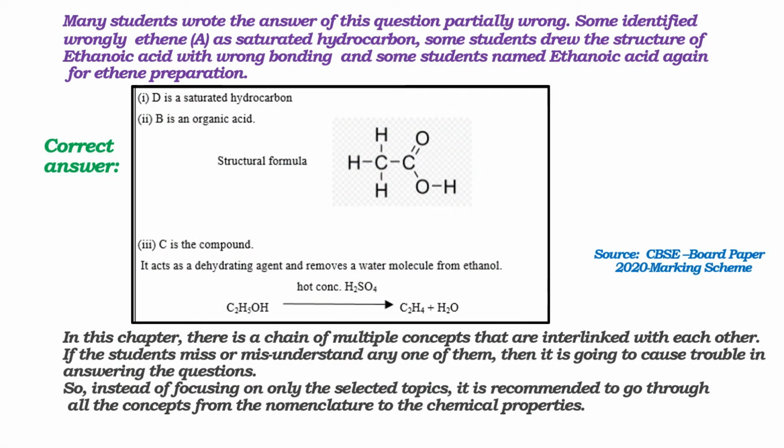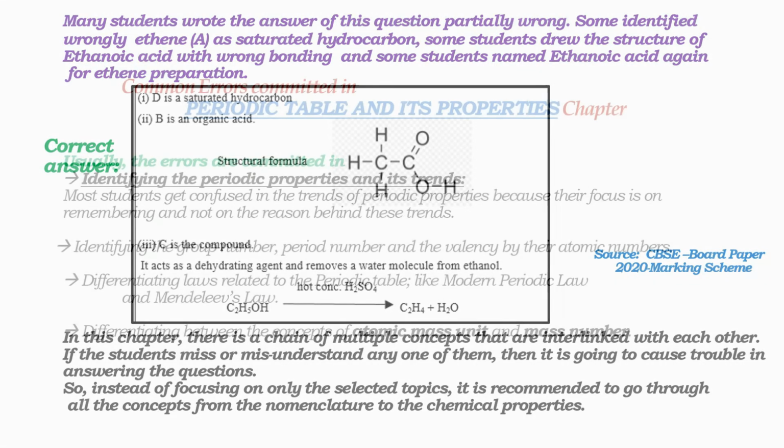Some identified ethene wrongly as a saturated hydrocarbon. Some students drew the structure of ethanoic acid with wrong bonding, and some students named ethanoic acid again for ethene preparation. In this chapter, there is a chain of multiple concepts that are interlinked with each other. If the students miss or misunderstand any one of them, it is going to cause trouble in answering the questions. So, instead of focusing only on selected topics, it is recommended to go through all the concepts from nomenclature to chemical properties.